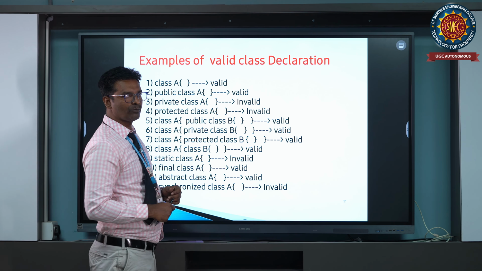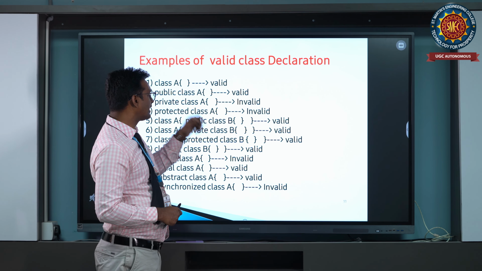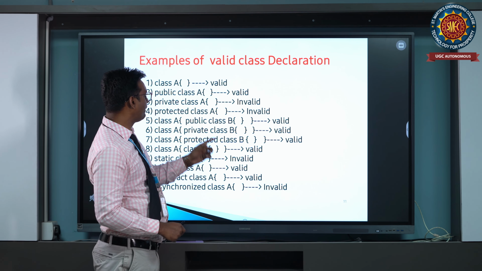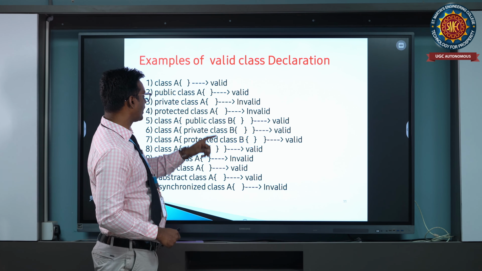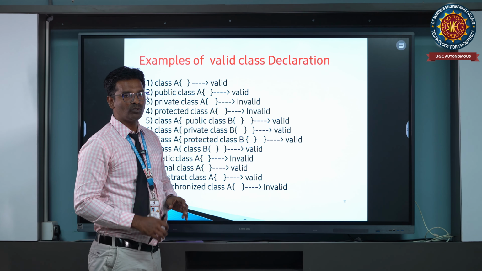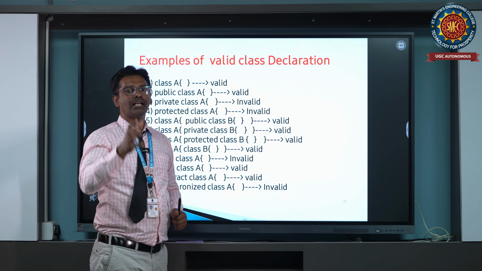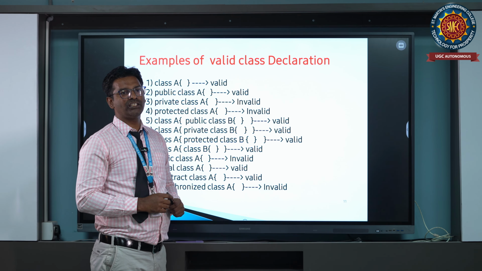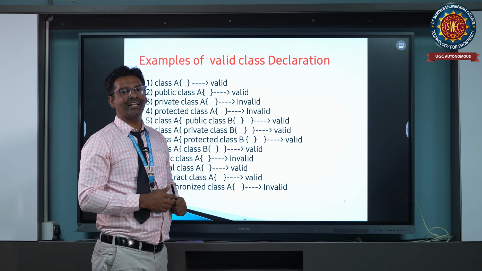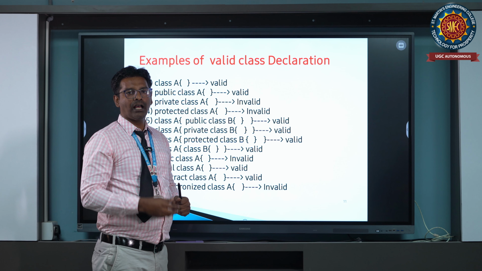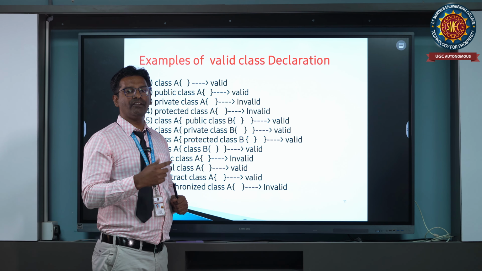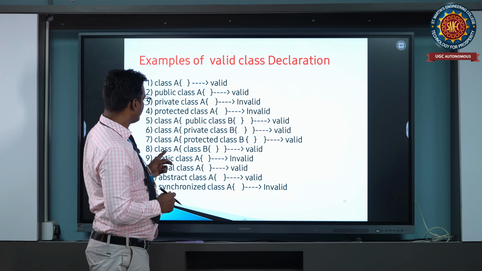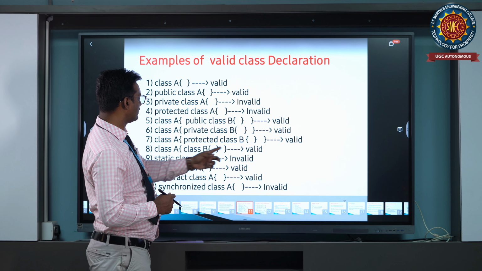Suppose I declare a class with an inner class. If that inner class has the public access specifier, it is valid. It may be private, which is also valid. It may be protected, which is also valid. So the point is that the outer class does not allow protected and private access specifiers, while inner classes allow all four: default, public, private and protected. Without an access specifier it is also allowed. This is a valid case.